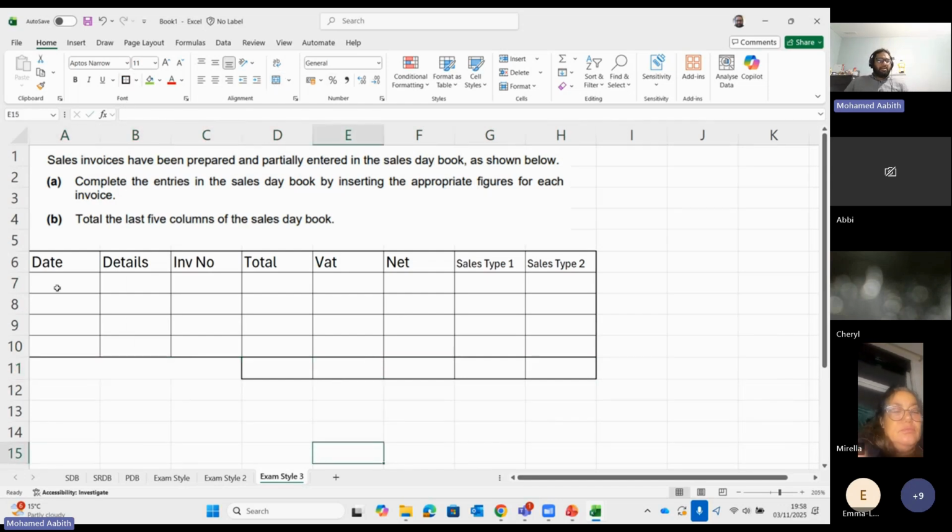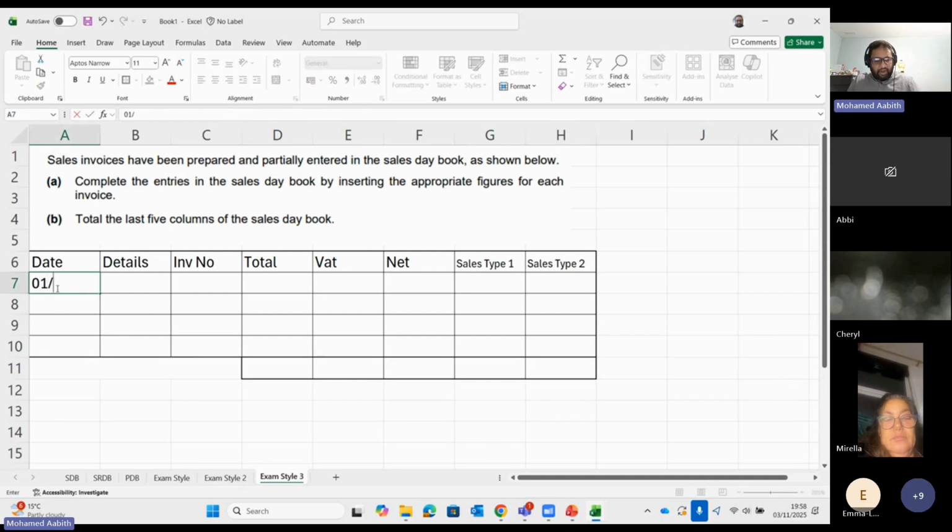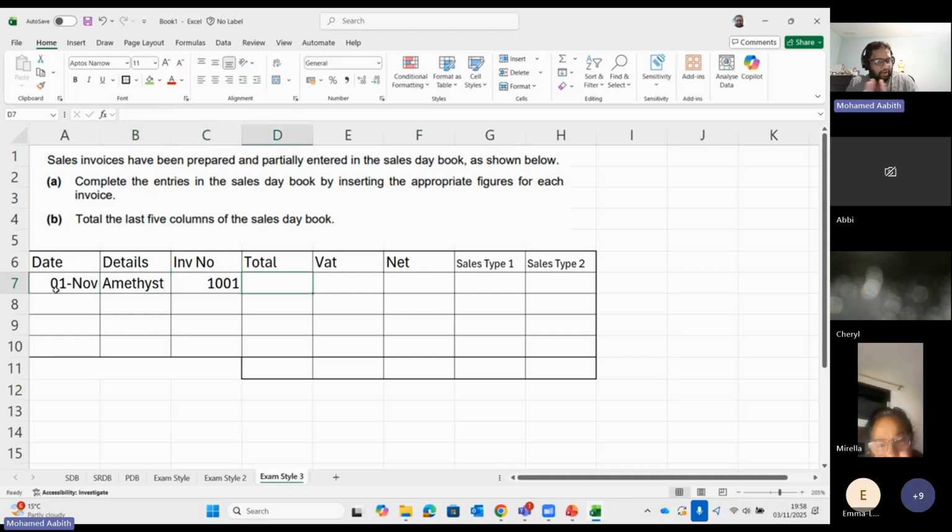So here on the first, okay, so today, 1st of November, we say Amethyst, invoice number 1001. Okay, for this one, it's like a puzzle. If I'm going to say here 500 pounds for this particular transaction, and I'll say VAT is 300 pounds, you need to fill out the rest of the box. How would I do that?